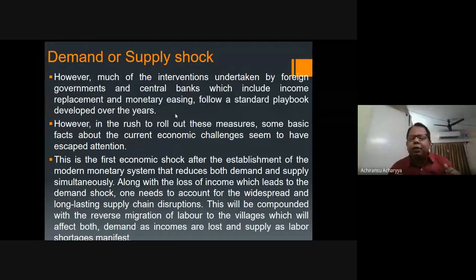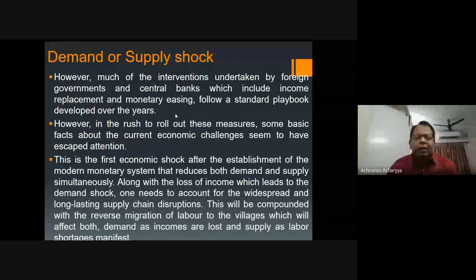So much of the interventions undertaken by foreign governments, including the governments of India and Bangladesh, and the central banks, include income replacement, monetary easing. That means they are giving money to the people, poor people. They are giving loans to the business class, and they follow a standard playbook developed over the years. All this comes from the Keynesian theory.